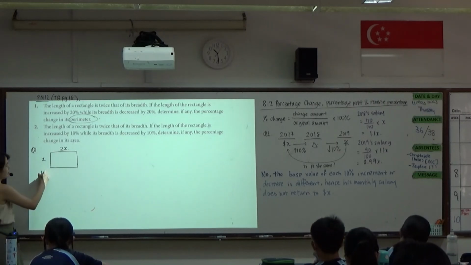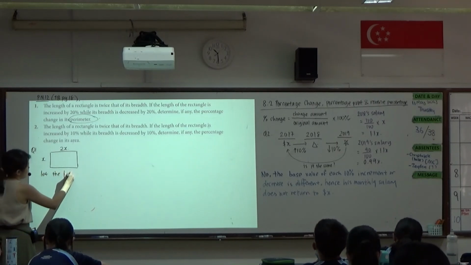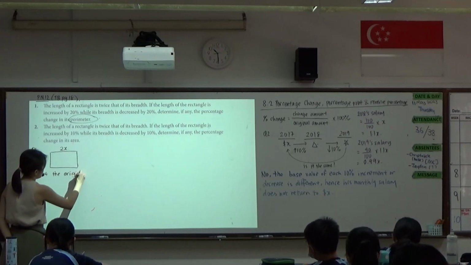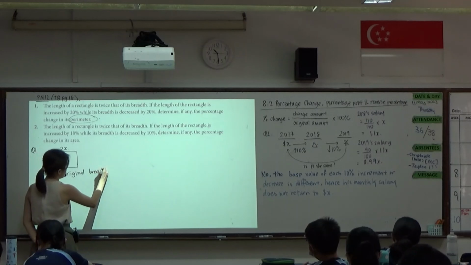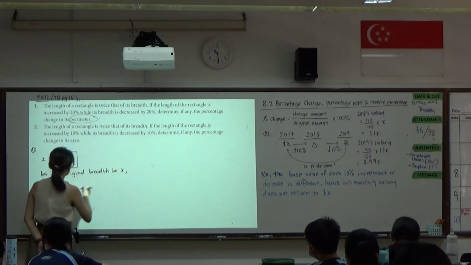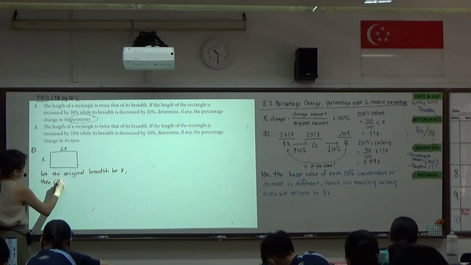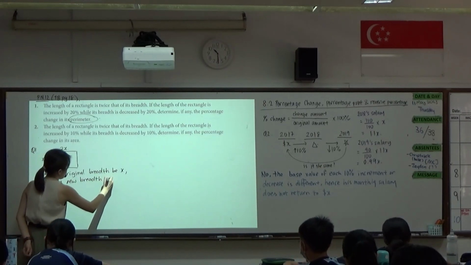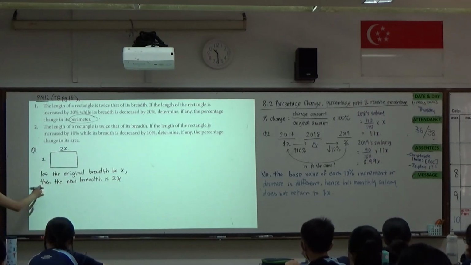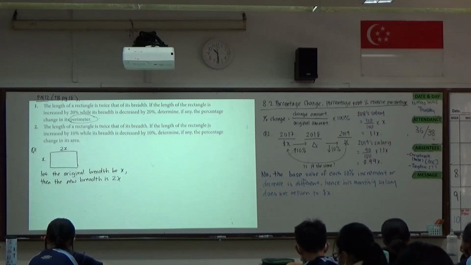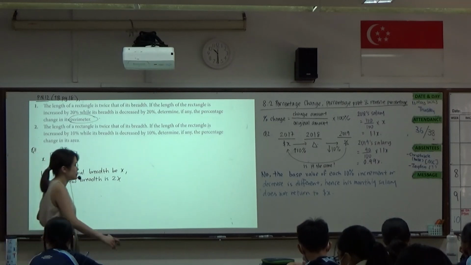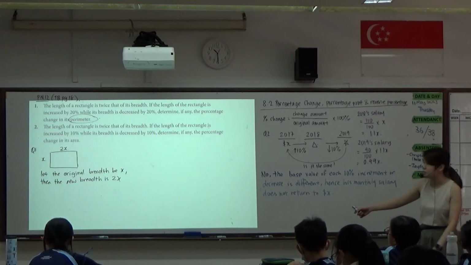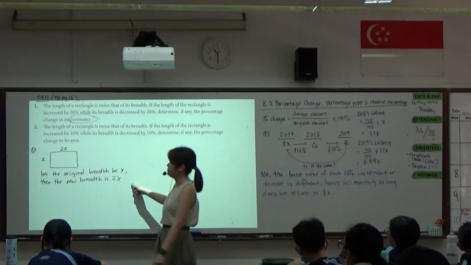So what I have done is I let the original breadth be x. Then the original length is 2x. It is important that we define what we're using, by writing statements like this. Because when I marked your homework, when it came to the algebra chapter, many of you didn't write statements like that.